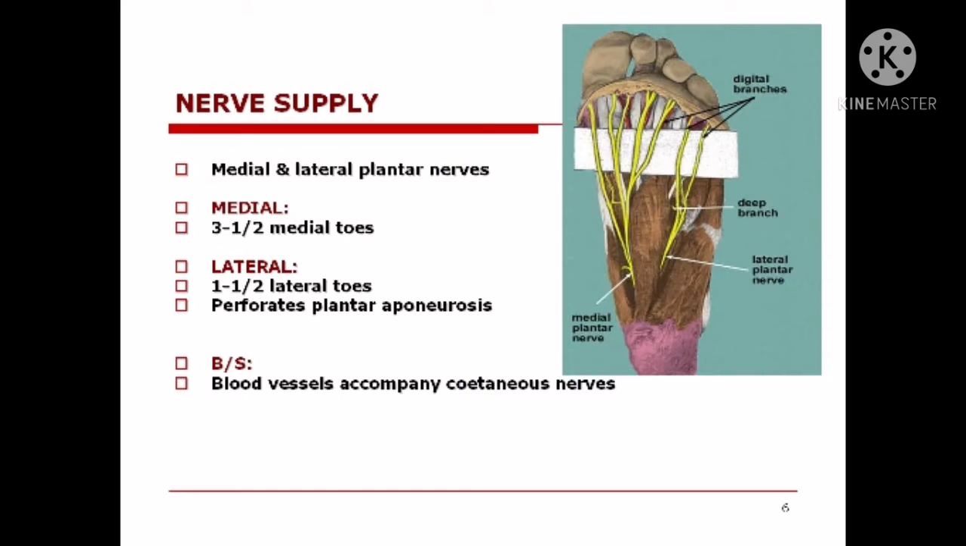Now the nerves supplying the muscles on the sole of the foot. These muscles receive supply from the tibial nerve, and these nerves are the medial and the lateral plantar nerves. The medial plantar nerve supplies three and a half medial toes, and the lateral nerve supplies one and a half lateral toes. It perforates through the plantar aponeurosis and goes to its destination.